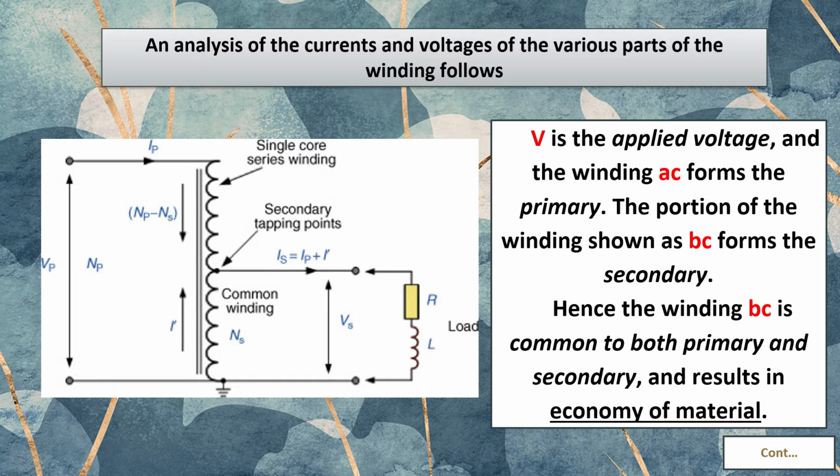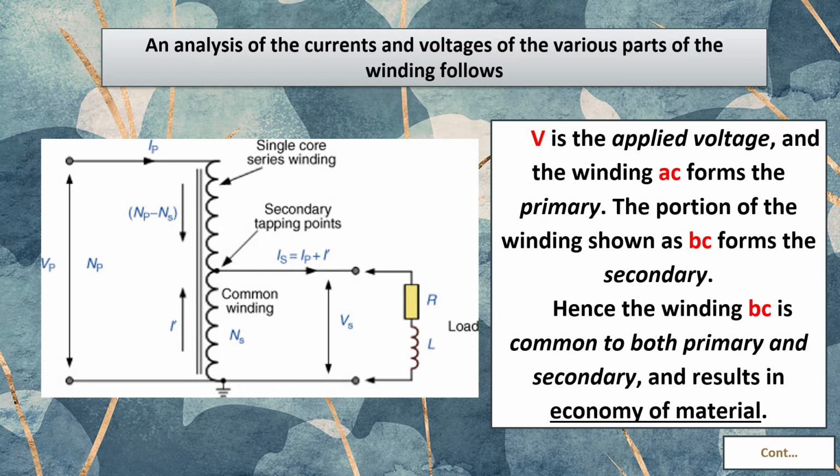On the other hand, V1 or V sub 1 is the applied voltage, and the winding AC forms the primary winding, whereas the BC forms the secondary winding. So hence, the winding BC is common to both primary and secondary and results in economy of material. So, yung tinutukoy na economy of material, yan yung sinasabi ko na copper savings. So, malalaman natin yan through a problem mamaya.